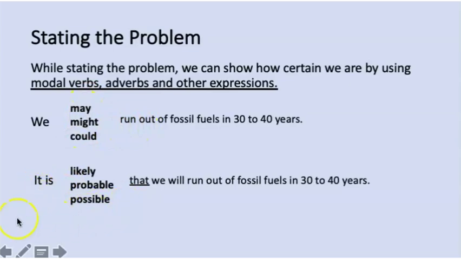Here we have a noun clause. So we have an adverb. It comes, we have an adjective. It comes after the verb be. So it, the verb be, adjective, and we have a that clause here. It is probable that, it is possible that, and here we bring a sentence.